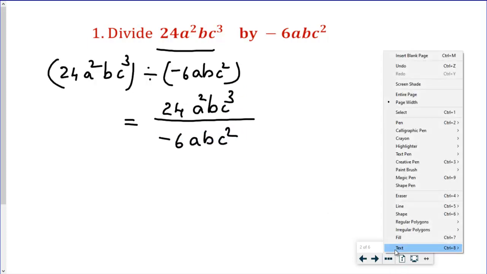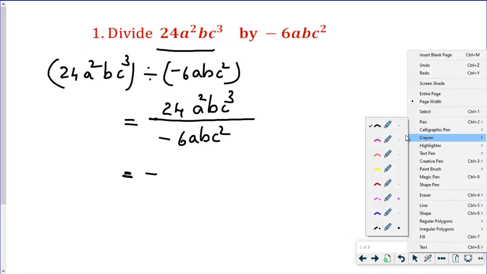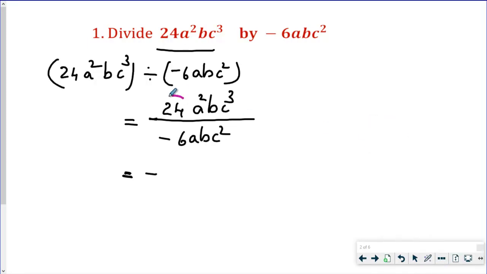Now for the division, here it was plus and here it was minus. We know that plus divided by minus, our answer must be negative. After that, you have to take the numbers. Here the numbers are 24 and 6. Now 24 divided by 6 is 4.